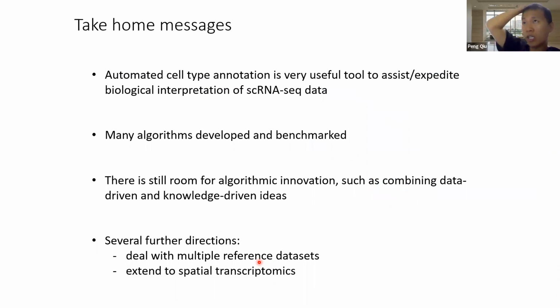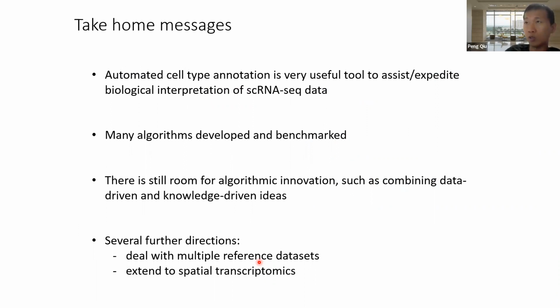So the take-home message here is that automated cell type annotation is, in my opinion, a very useful tool to assist and expedite biological interpretation of single-cell RNA-seq data.